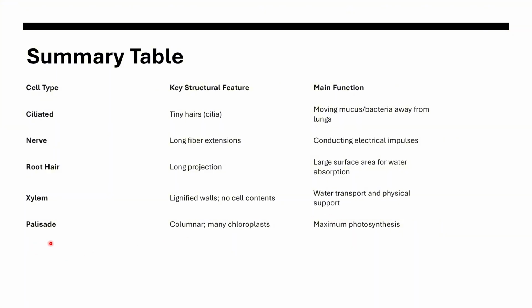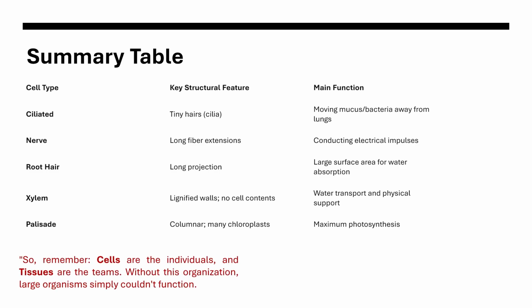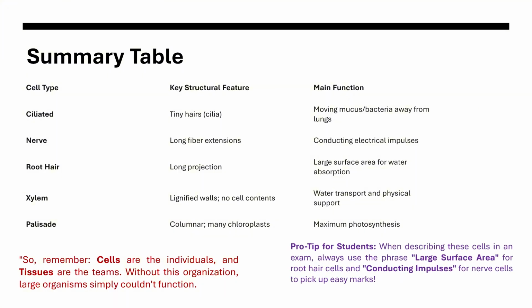And the last one is palisade. These are columnar and they have many chloroplasts. Their main function is to maximize photosynthesis. So remember, cells are the individuals and tissues are the teams. And without this organization, large organisms simply could not perform their functions.